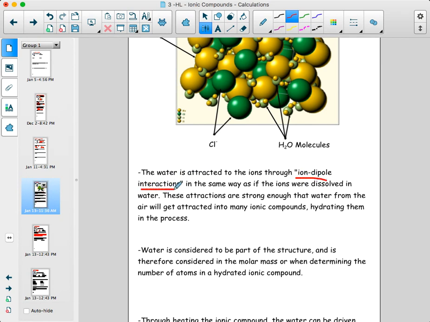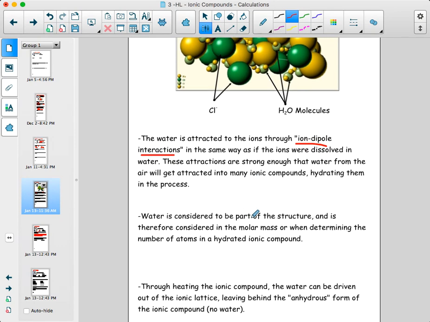The water gets attracted through a type of attraction called an ion-dipole interaction. It's a type of intermolecular force, something we'll talk about in more depth later on in the course. It's a similar attraction to if the ionic compound were dissolving in water, but there are just fewer water molecules around, just some water molecules actually sticking into the structure.